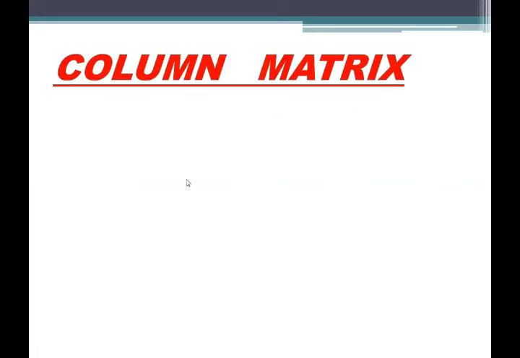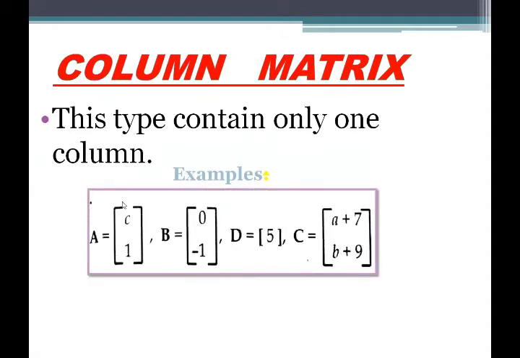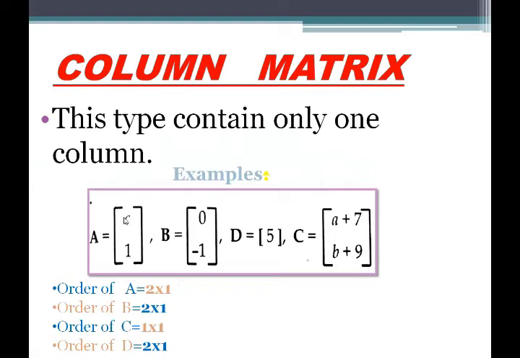Another type, that is column matrix. This type contains only one column. Example of column matrix. Now see here, only one column, only one column, only one column, and 9 plus 1 is 1. We consider this in one place, so this is also one column. So the order of A is 2 rows, one column. Order of B is 2 rows, one column. Order of D is 1 row, one column. Order of C is 2 rows, one column. So see here, only one column. These are the types of column matrix.